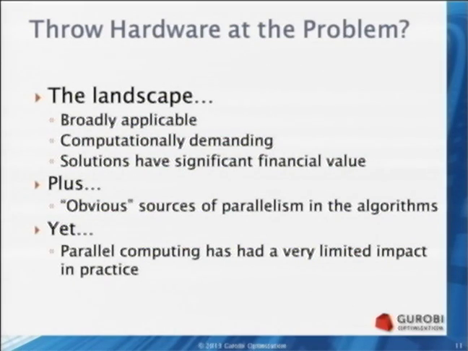So if you look at the landscape, we've got a technology that's broadly applicable, computationally demanding, and the solutions have significant financial value. In addition, if you look at the algorithms, on the surface, there are actually some obvious sources of parallelism. So this seems like a recipe for large-scale computing. Basically, throw lots of hardware at the problem. And as I'll discuss, the reality is that parallel computing has actually had a pretty limited impact on the practice of optimization.